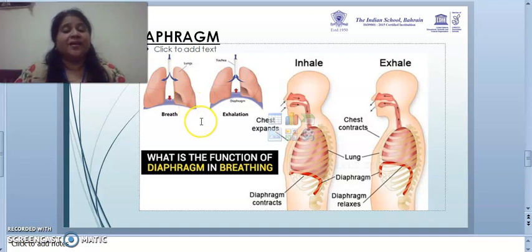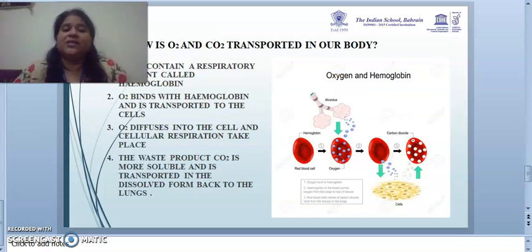Even when we say we have exhaled out everything, there will be some amount of air left inside the lungs. That minimum amount left inside the lung is called the residual volume. Why should there be a residual volume? This is to allow sufficient time for oxygen to be absorbed by the blood capillaries and carbon dioxide to be released. So our question is, how do this oxygen and carbon dioxide get transported in our body?